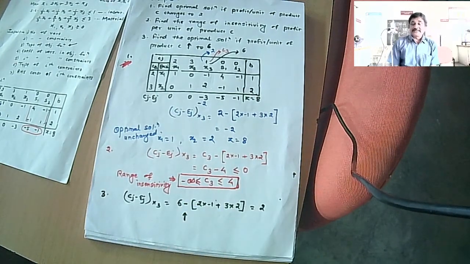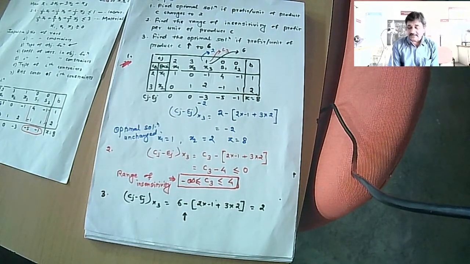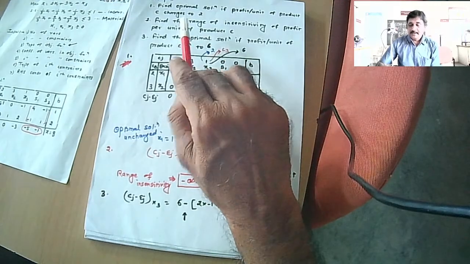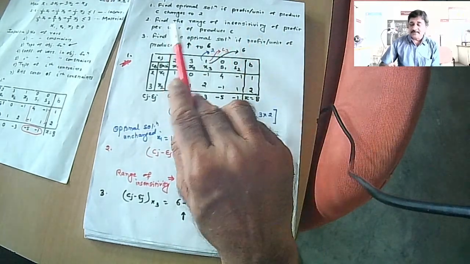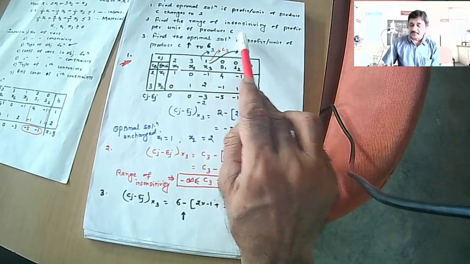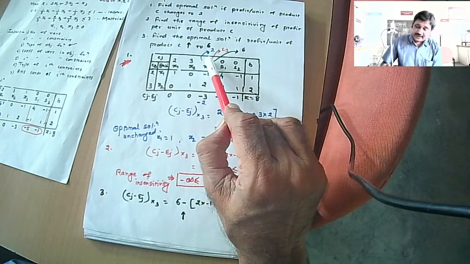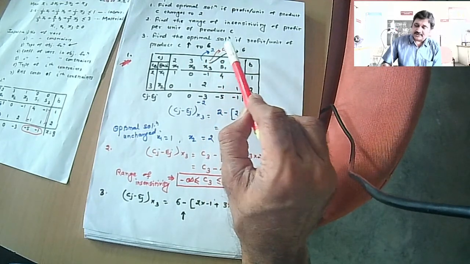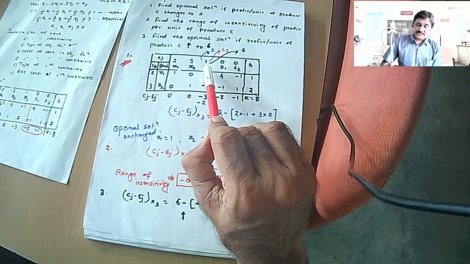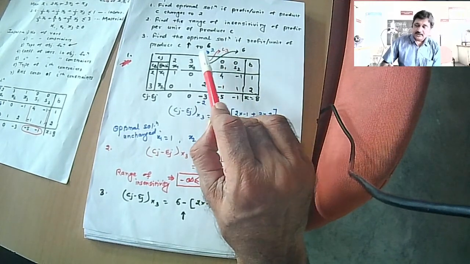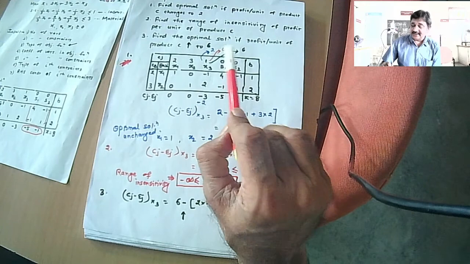Okay, our solution has not changed in response to the change in the coefficient of x3 from 1 to 2. Now the question occurs: how long will the solution remain optimal? So that is the second question. Find the range of insensitivity of profit per unit of product C. So what I'll be doing, this one I'll be replacing by a variable C3, that is the coefficient of x3 in the objective function. Okay, these changes are to be done one at a time.